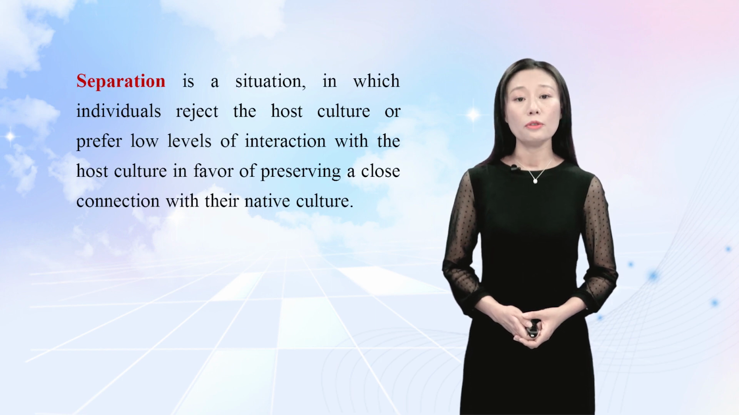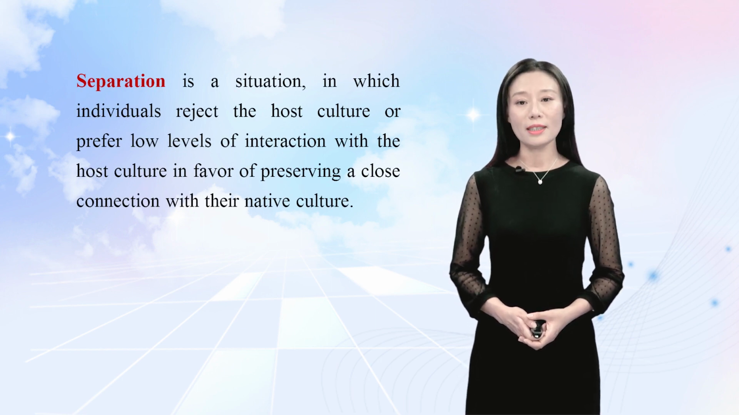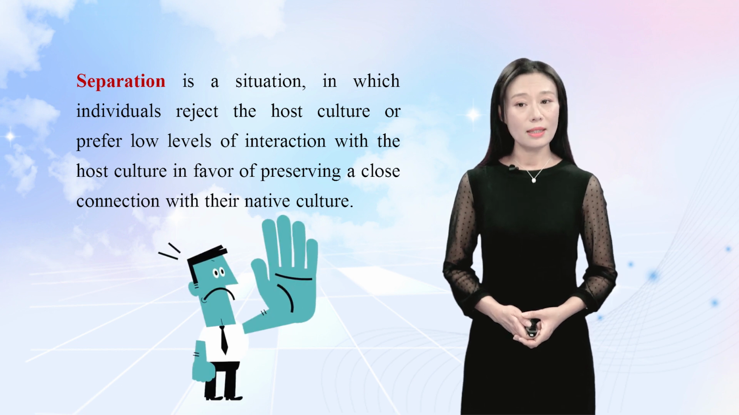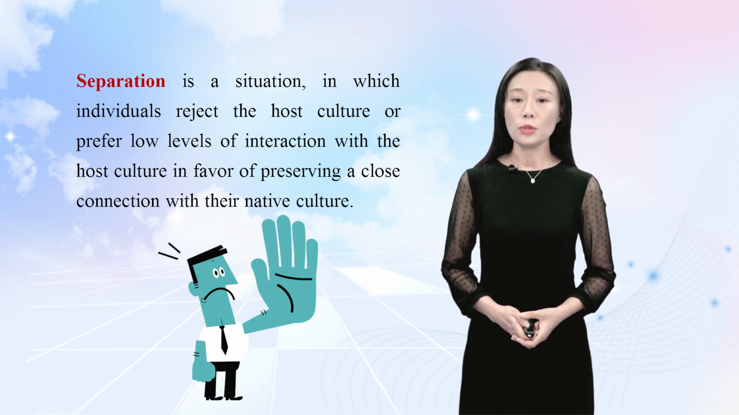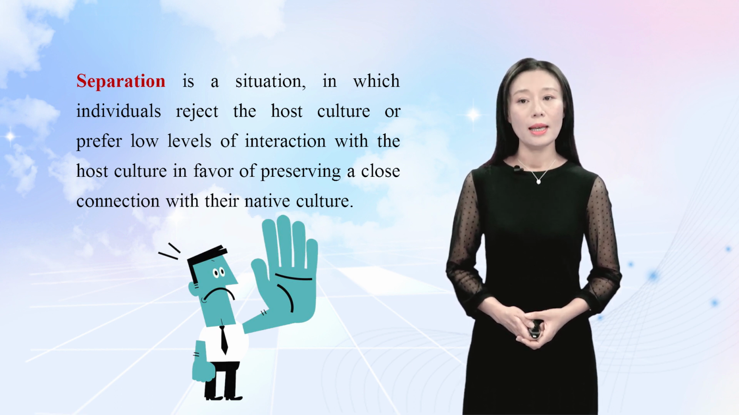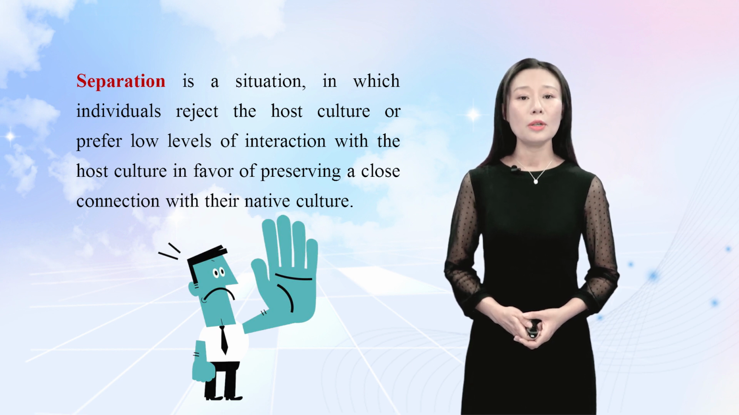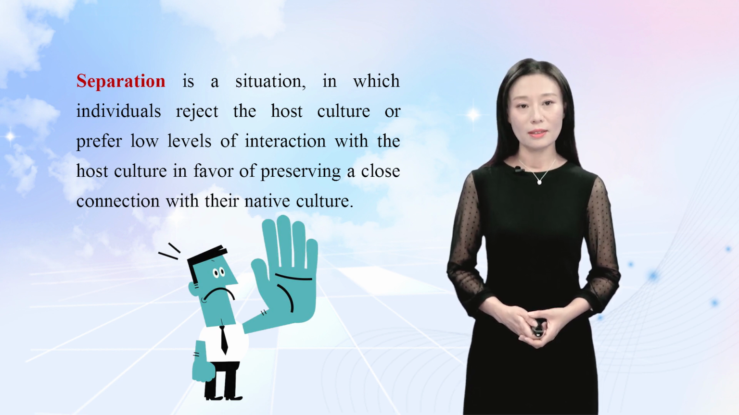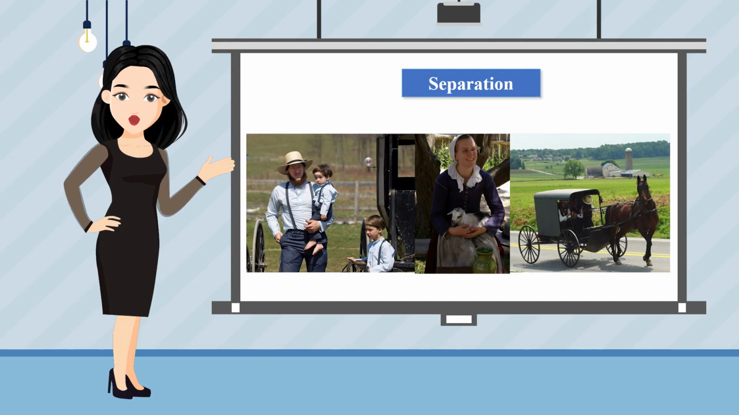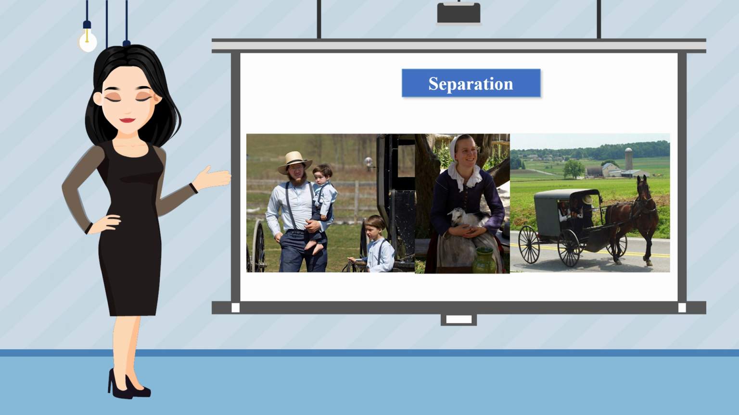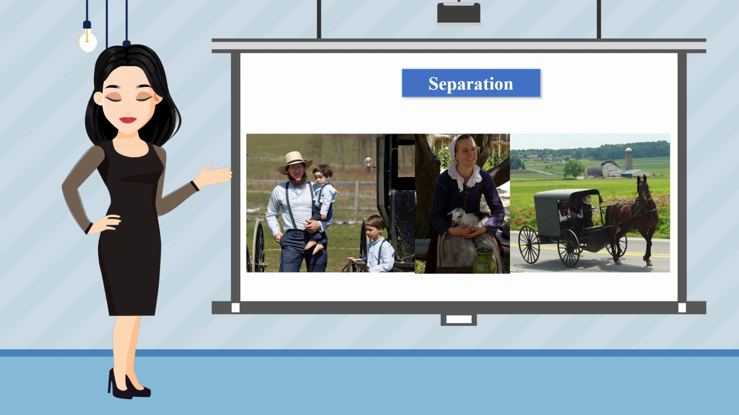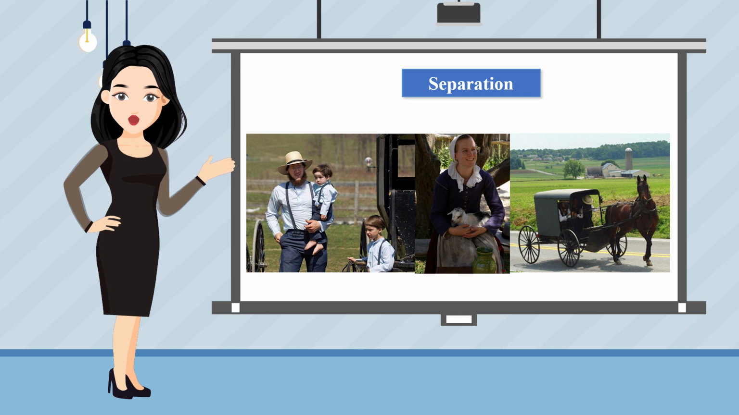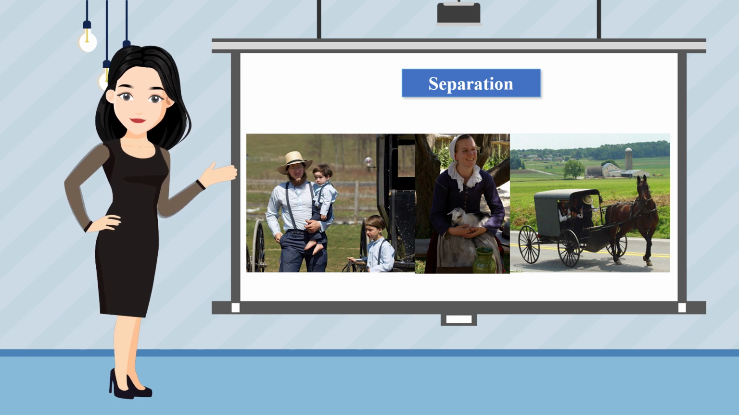The third level of acculturation is called separation. In this process, people reject the host culture or prefer low levels of interaction with the host culture in favor of preserving a close connection with their native culture. In this case, people may resist acculturation with the dominant culture and choose not to identify with the host cultural group. At the same time, they have strong desire to maintain their home cultural identity.